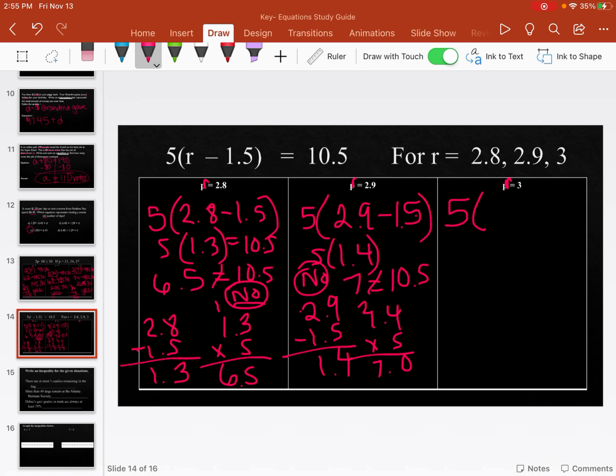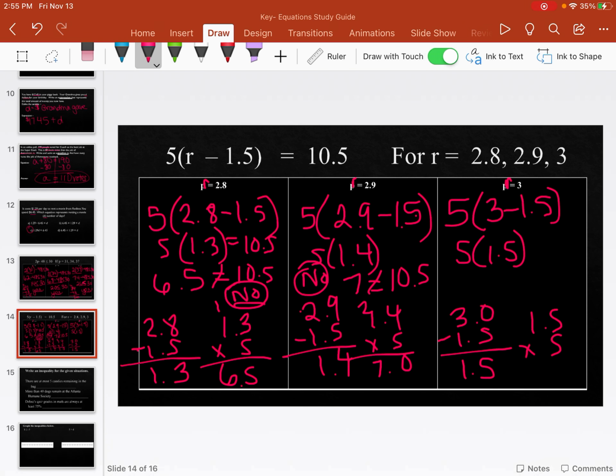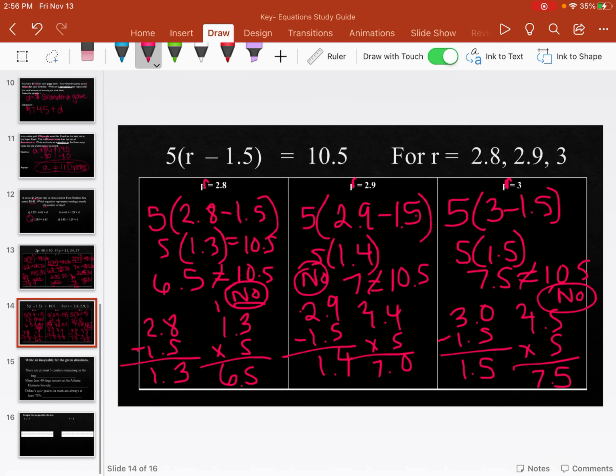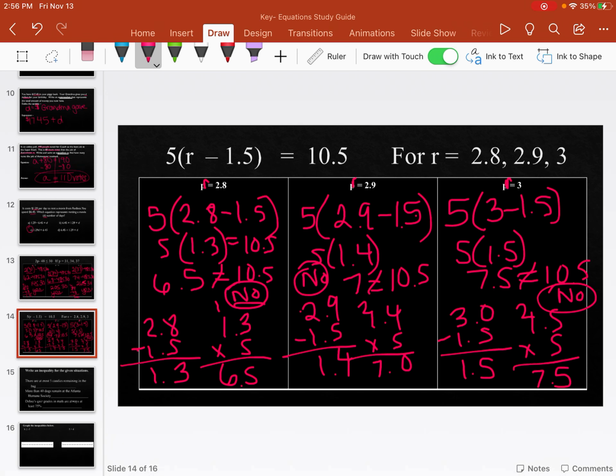Do 5 parentheses 3 minus 1.5. 3.0 minus 1.5 is 1.5. 1.5 times 5 is 7.5, which does not equal 10.5. That's also a no. There's only one number that works, and they all could be no's, and that's okay.